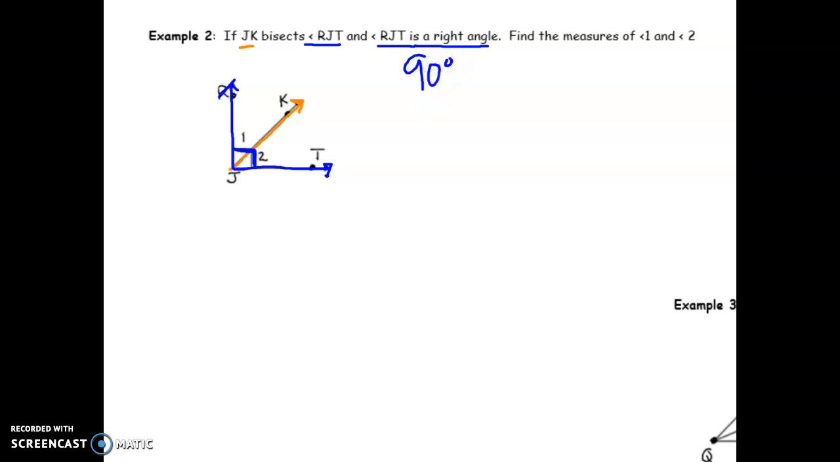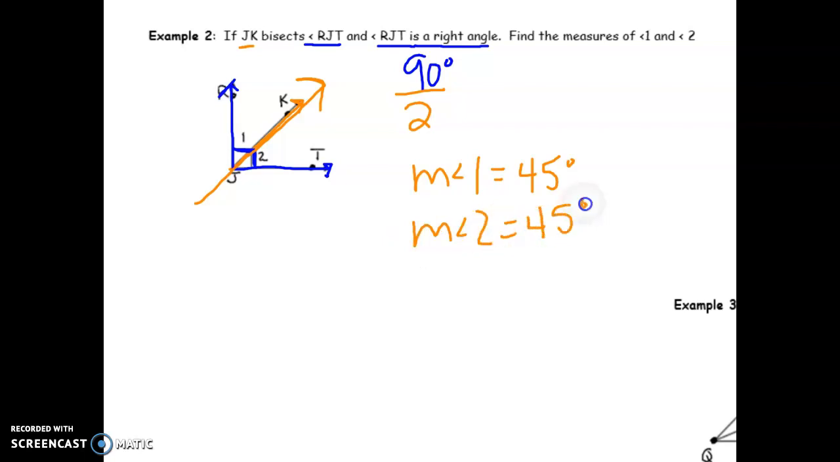So we know right angles from previous lessons are equal to 90 degrees. That's what a right angle is. We're asked again to find the measures of 1 and 2. So if we know the entire large angle of 90 and we're going to bisect it, think about cutting that pizza, we're going to cut it in half, right? Cut it in half is the operation of dividing by 2. So the measure of angle 1 is 45. And again, that's the answer to 90 divided by 2, 45. And the measure of angle 2 is 45.